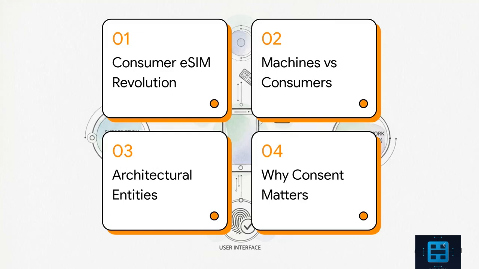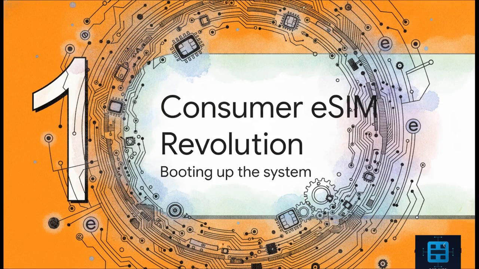First, the consumer eSIM revolution. Second, machines versus consumers. Third, key architectural entities. And finally, why your consent matters. So, part one, the consumer eSIM revolution. Let's get right into it.